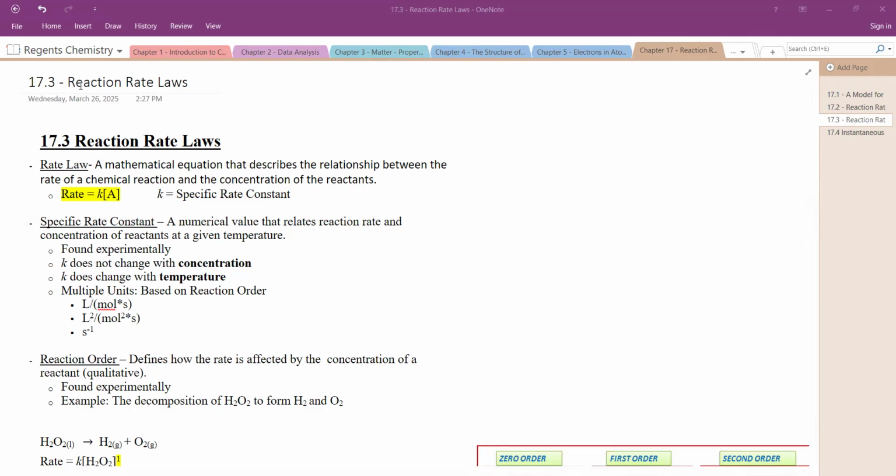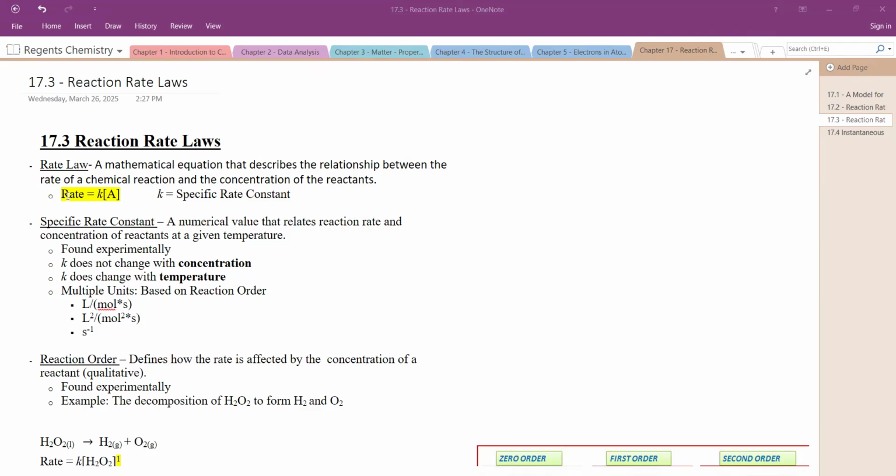Okay. So this video gets pretty fun because rate laws are a mathematical equation that describes the relationship between the rate of a chemical reaction and the concentration of the reactants. Or another way to think about this is I am trying to calculate the concentration of my product or reactant, my species, over time.